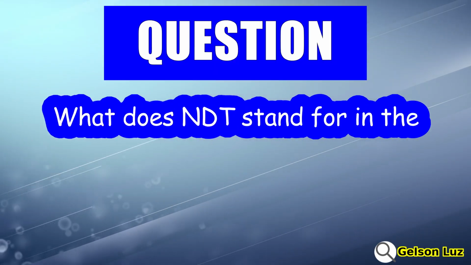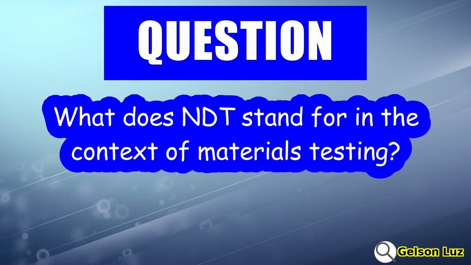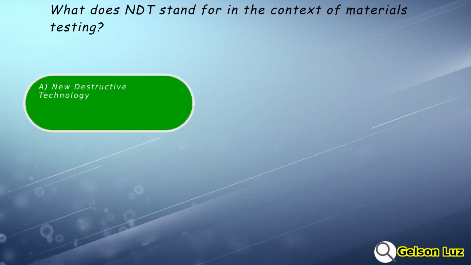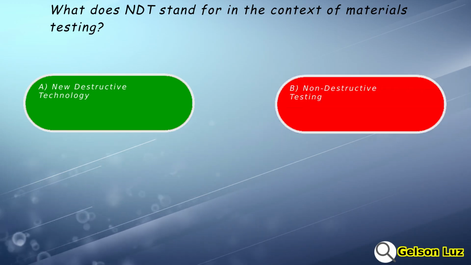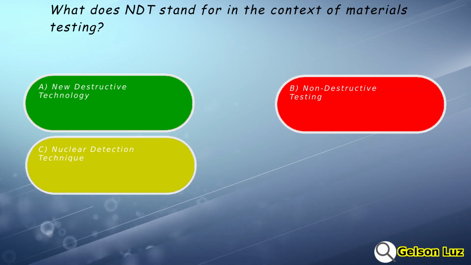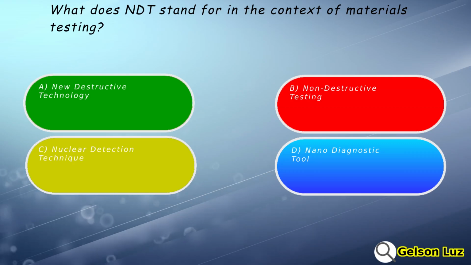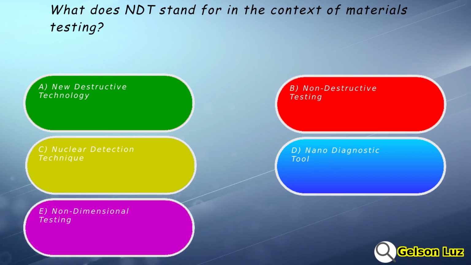What does NDT stand for in the context of materials testing? A. New destructive technology, B. Non-destructive testing, C. Nuclear detection technique, D. Diagnostic tool, E. Non-dimensional testing.